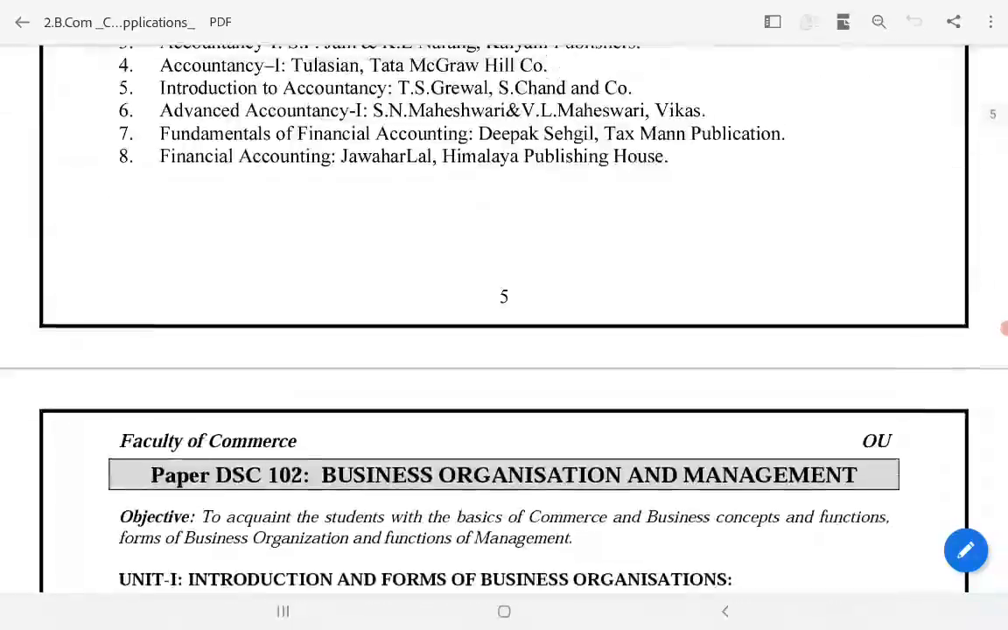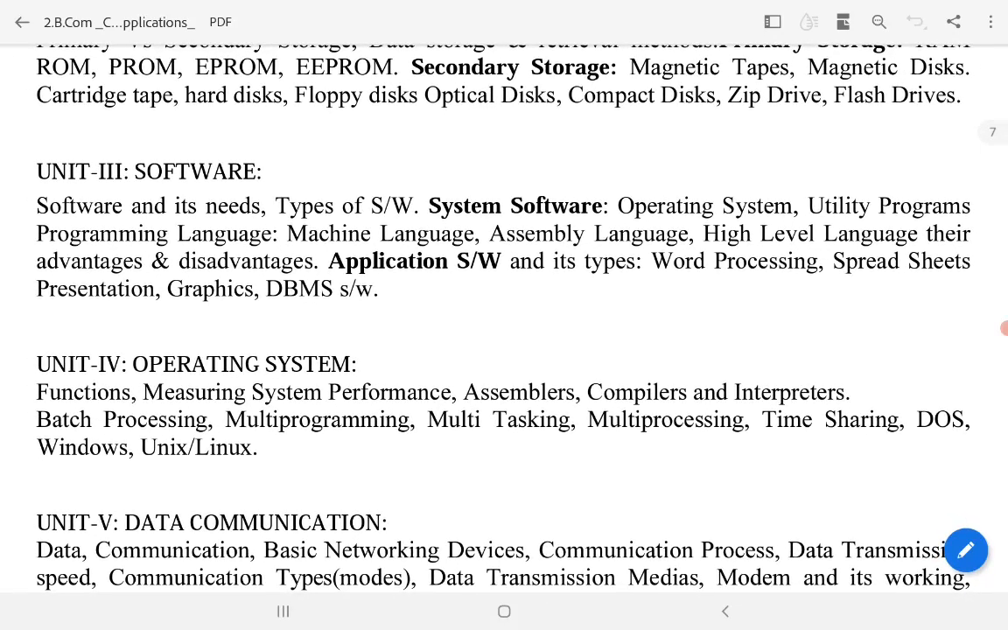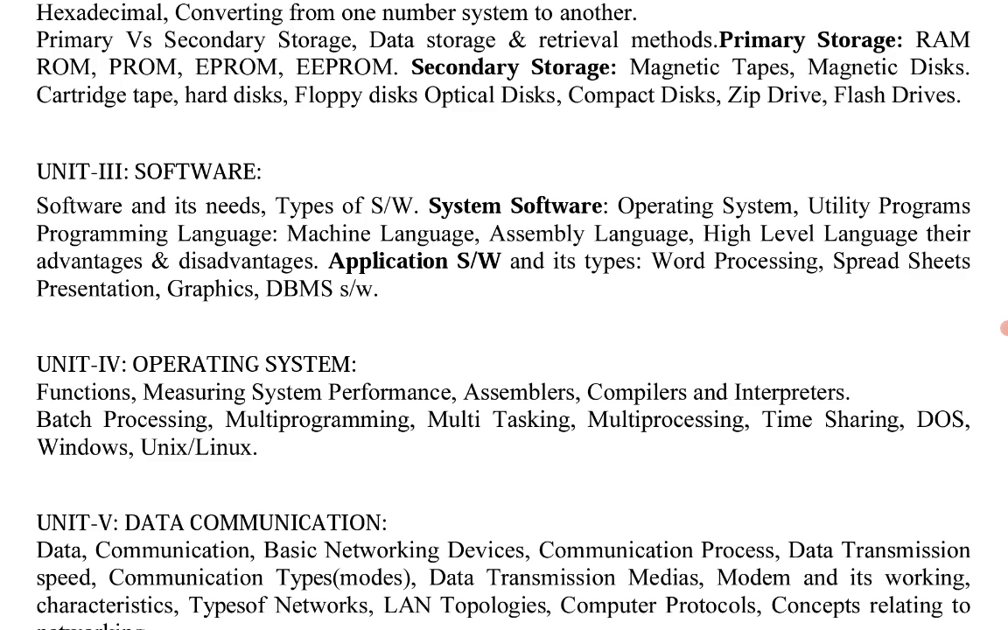So Unit 3 contains software and its needs, types of software, system software, operating systems, utility programs, programming languages, machine language, assembly language, high level language, their advantages, disadvantages, application software and its types: word processing, spreadsheets, presentation, graphics, DBMS software, like that.